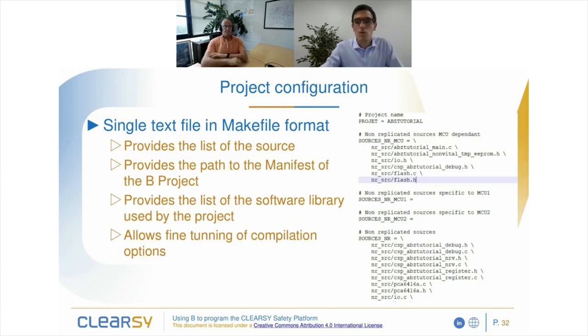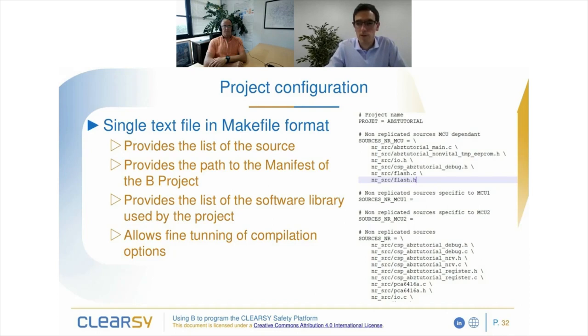When you have written all your source code, then you have to define a project, and it's done through the configuration file. It's a text file in makefile format, which simply contains a list of predefined constants that you only have to fill in with the proper values, corresponding to the files that you are using inside your project. So you can modify compilation options, define where the manifest of your B project is, and so on.